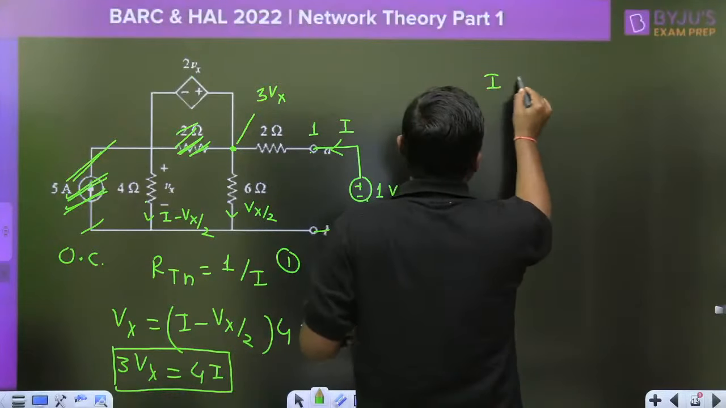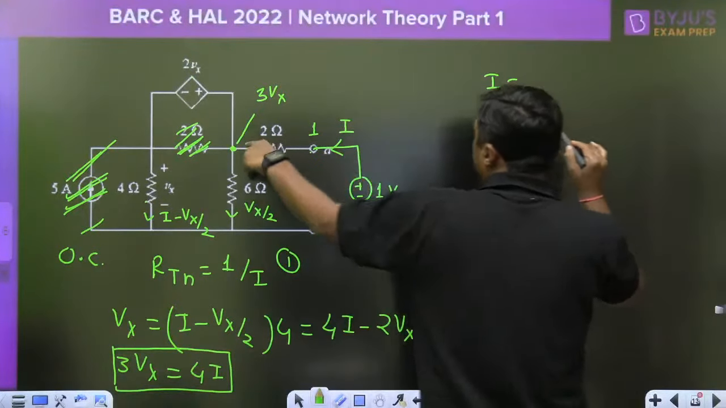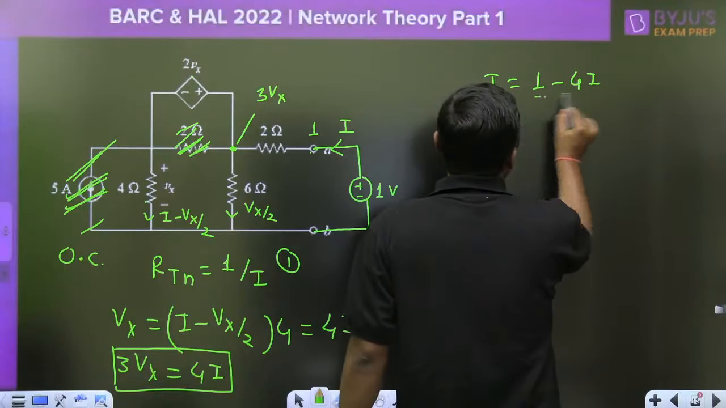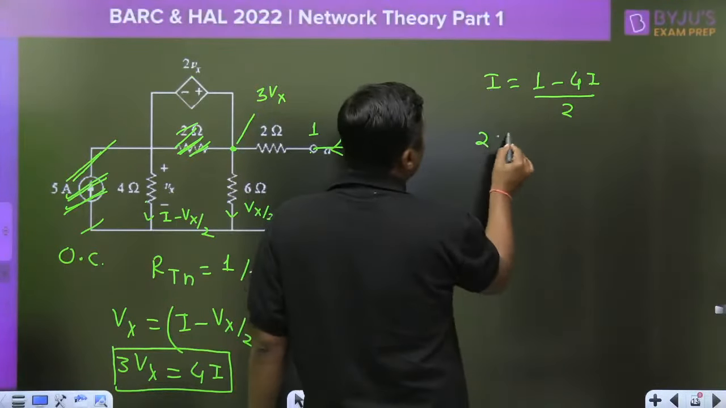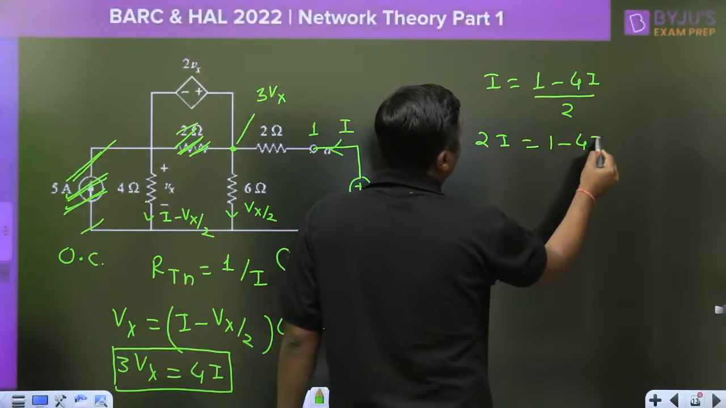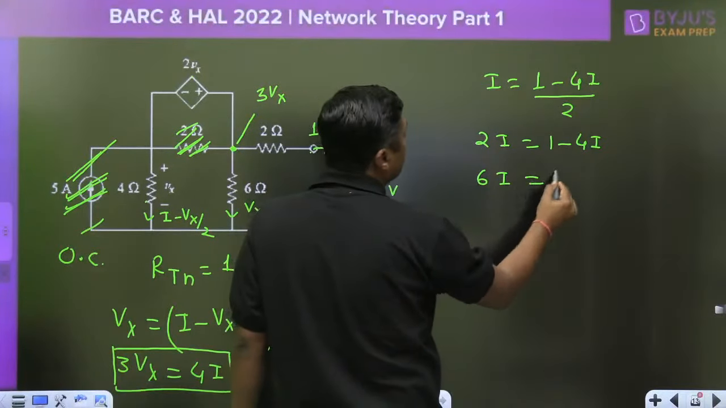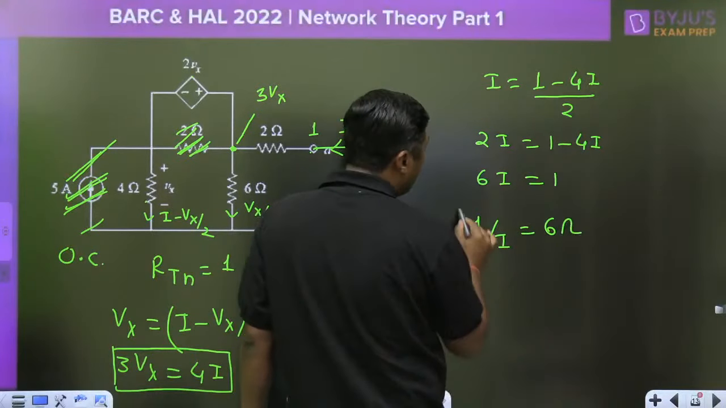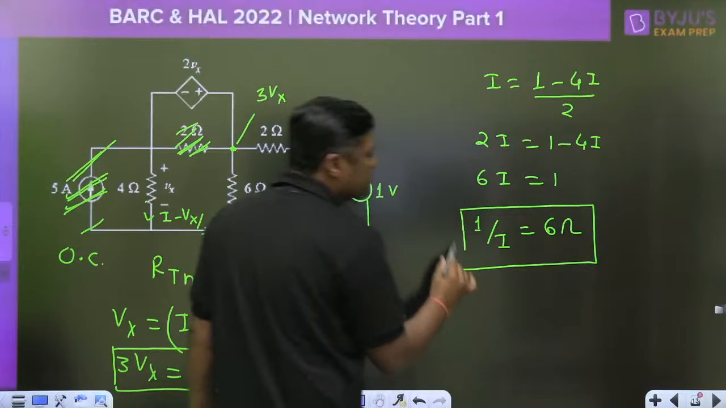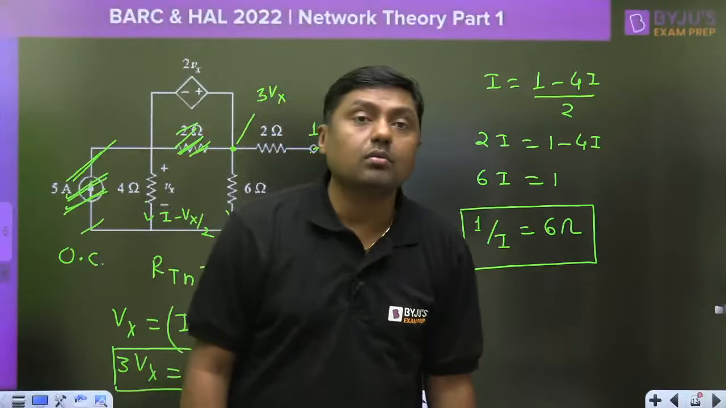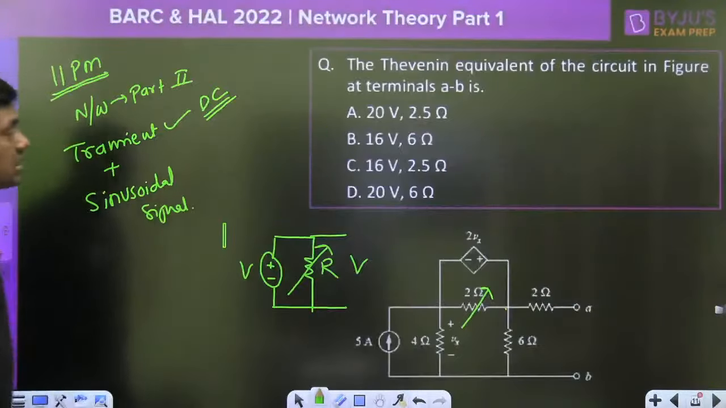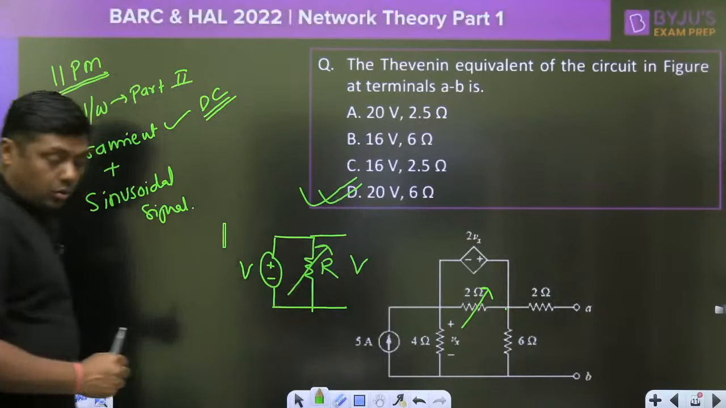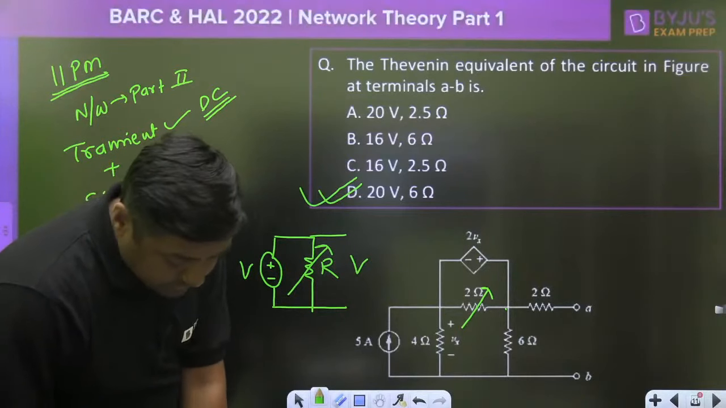We can write I is equal to 1 minus 4I divided by 2. This will become 2I is equal to 1 minus 4I, that is 6I is equal to 1. So 1 by I is equal to 6 ohm. There are a number of ways to solve this particular question. What is the answer? 20 volt and 6 ohm.